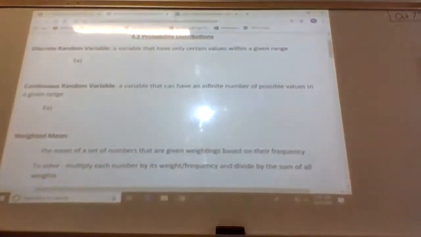Right, starting chapter 4, 4.1, probability distribution.